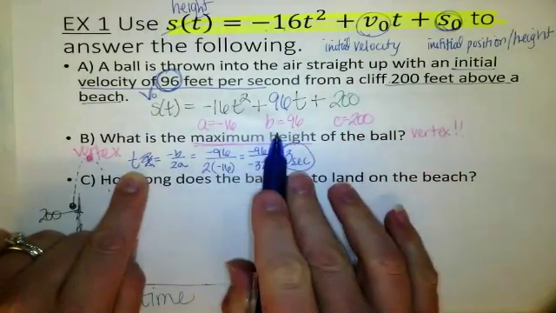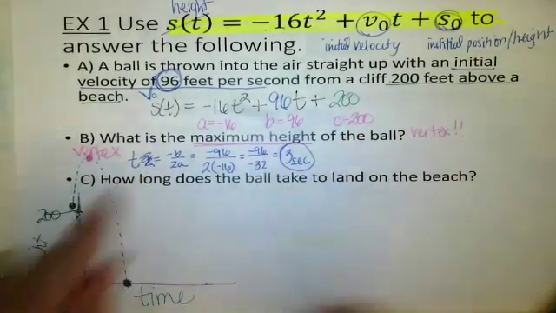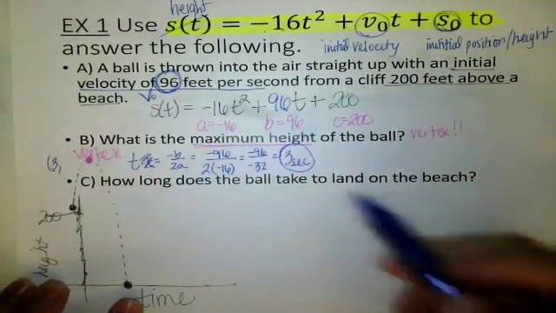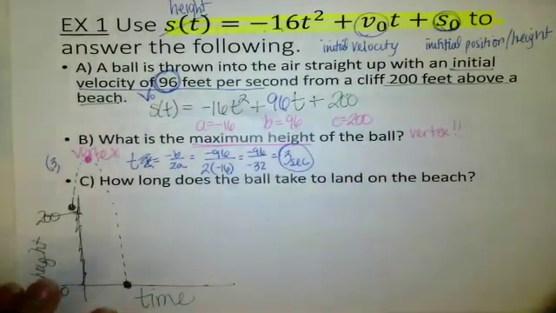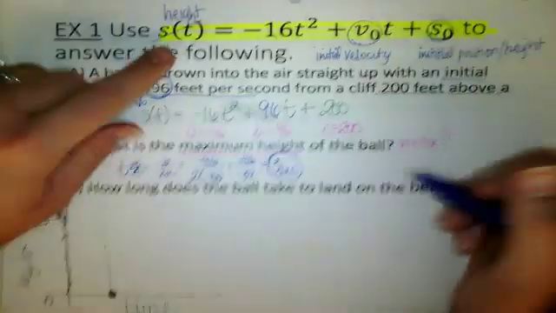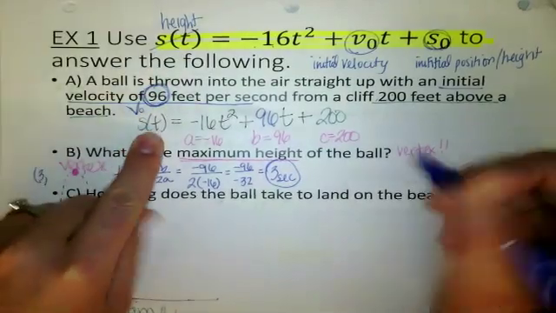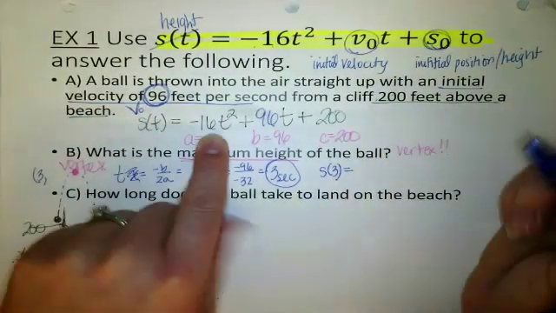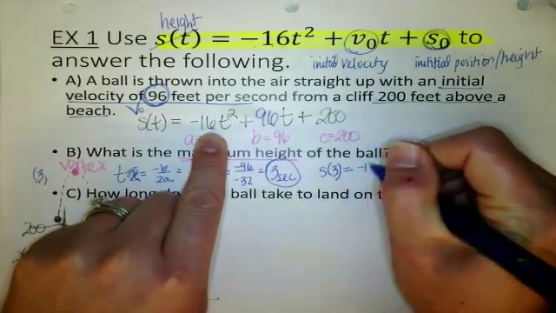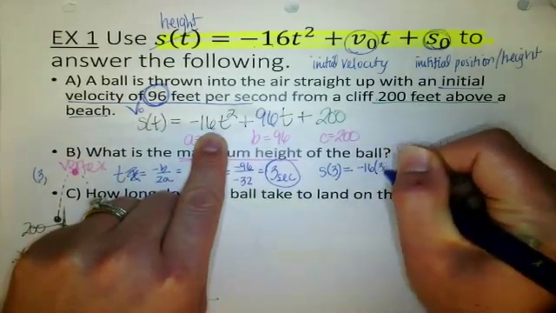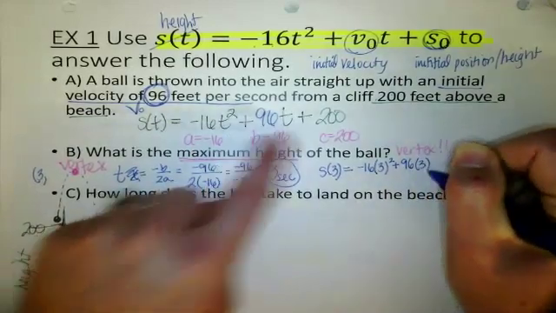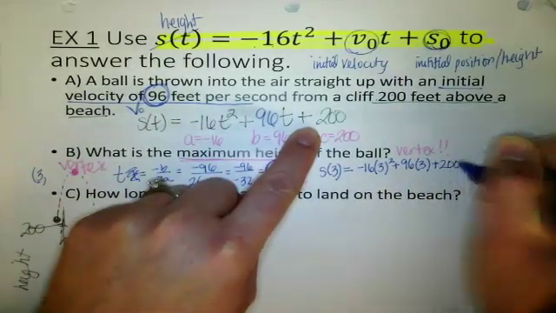Does that give us the maximum height? No, that is the time. That gives us 3 seconds. So what do we do to find the height? Plug it back in. So we're going to go to our equation, and we're going to find s of 3. Plugging in the 3, negative 16 times 3 squared plus 96 times 3 plus the 200.